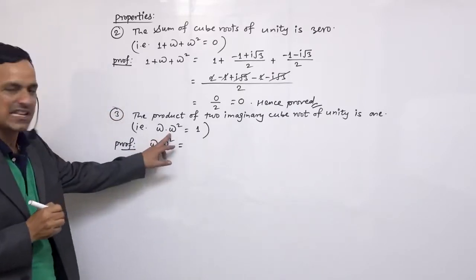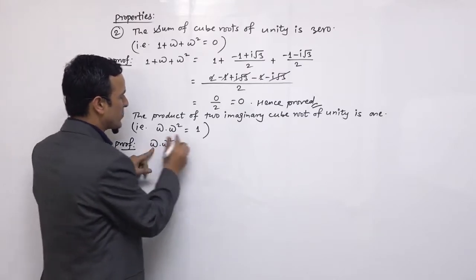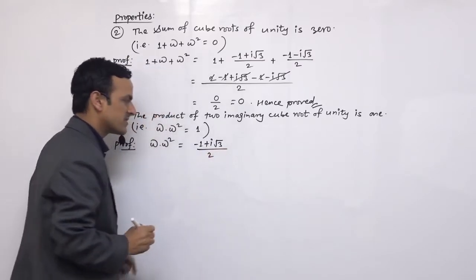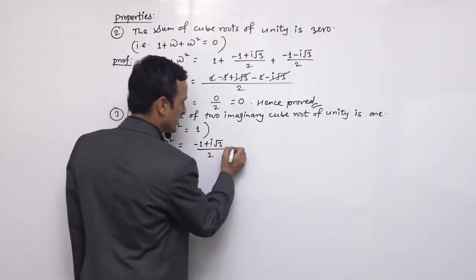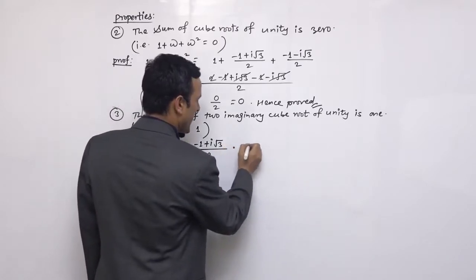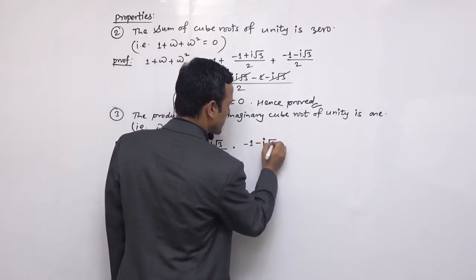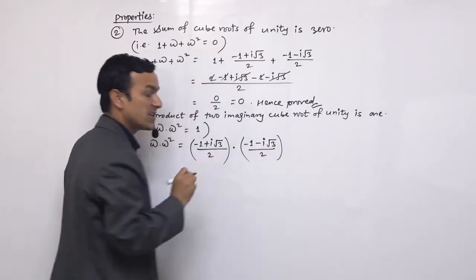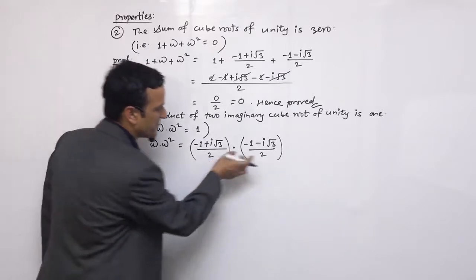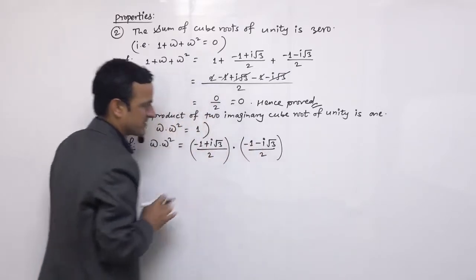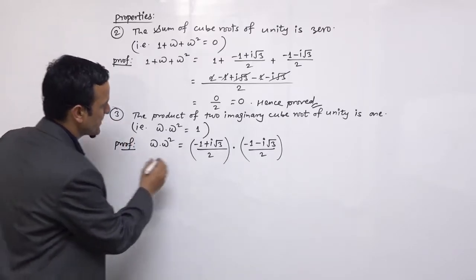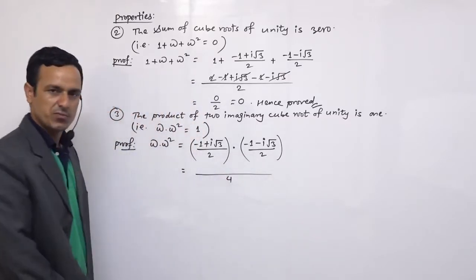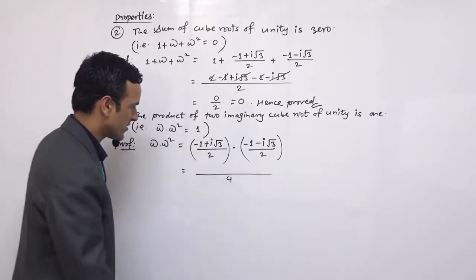So starting from LHS. Now substituting the value of omega, its value is minus 1 plus I root 3 divided by 2 into omega square means minus 1 minus I root 3 divided by 2. This is omega and this is omega square. Only differences in plus and minus. The remaining terms are same. So if we multiply it, then 2 to the 4. This is 4. Multiplying denominator altogether.